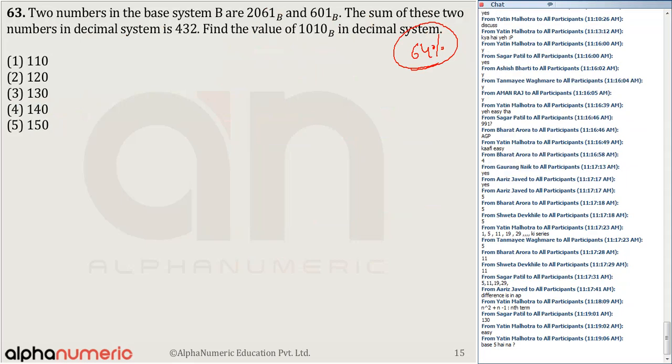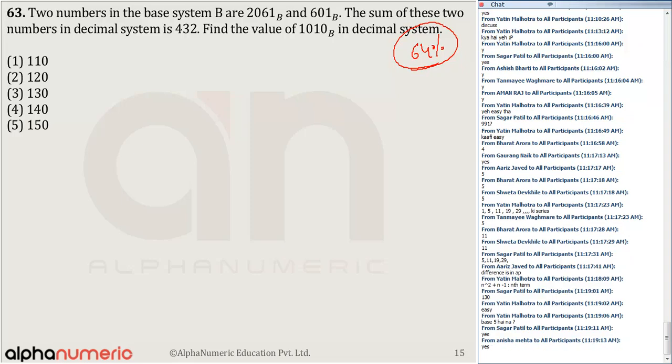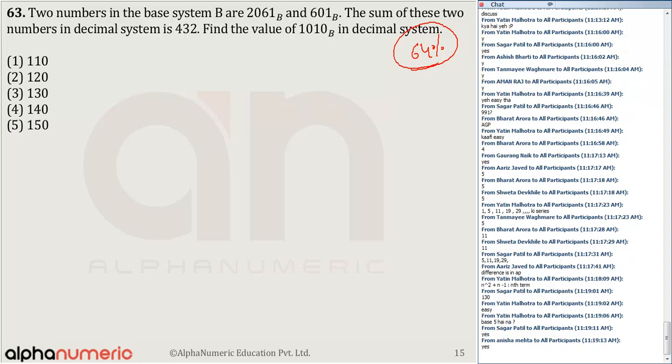And the correct answer is option C. Only 22% of you have got it right. So 64 plus 22, see, the remaining 78% of you either left it or did not attempt this particular question. Okay, so let's discuss here.